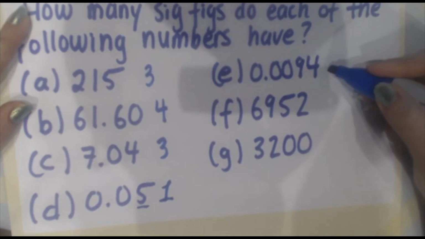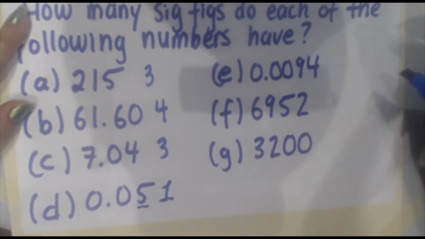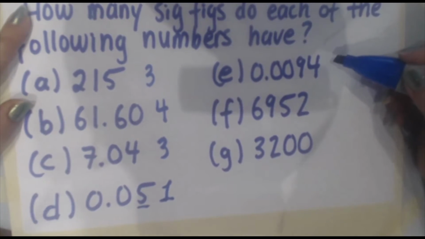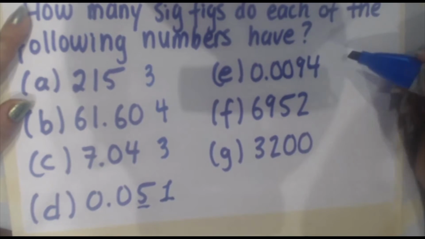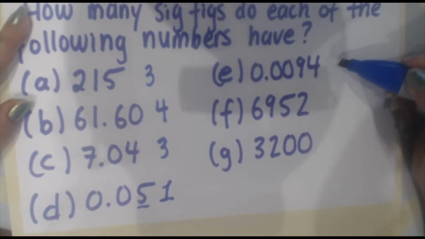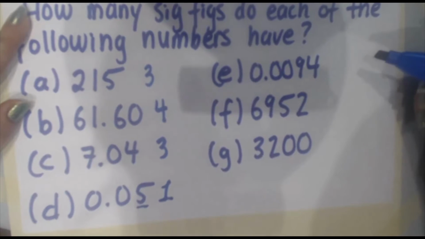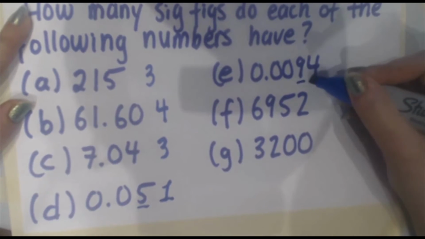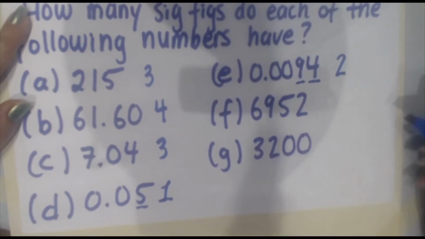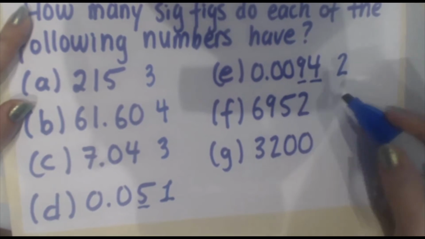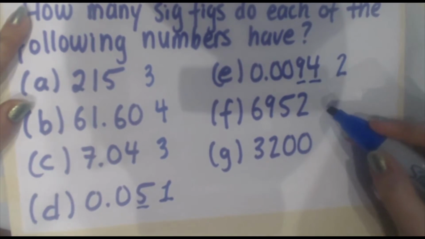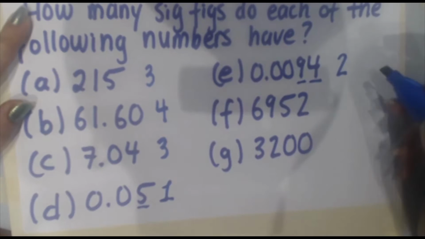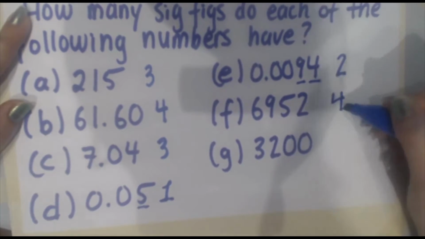In part E, 0.0094, same thing as part D. The zeros in the front are simply placeholders, so they do not contribute to the certainty of the measurement, giving this 2 sig figs. Part F, 6952, 4 sig figs. They're simply numbers, it's an integer, so that one's pretty straightforward.